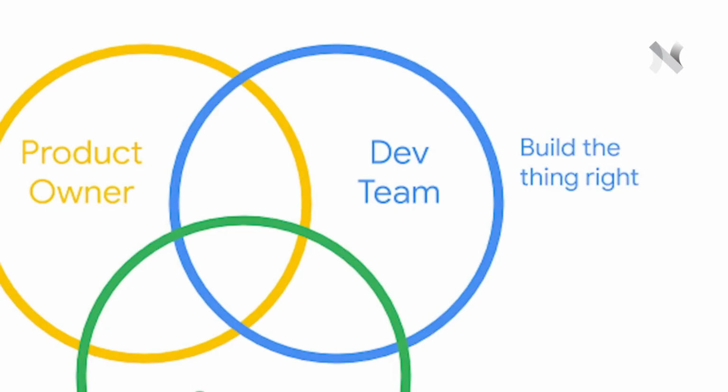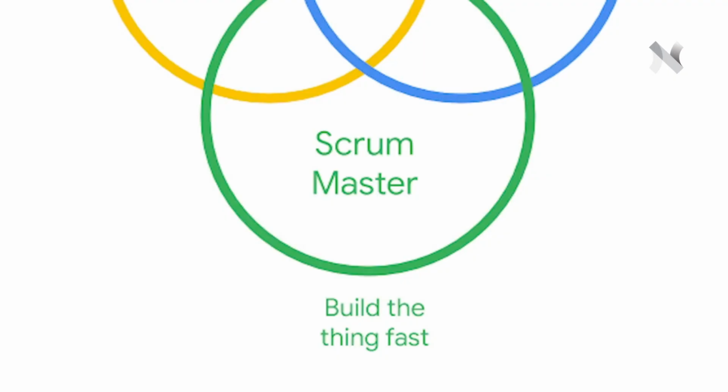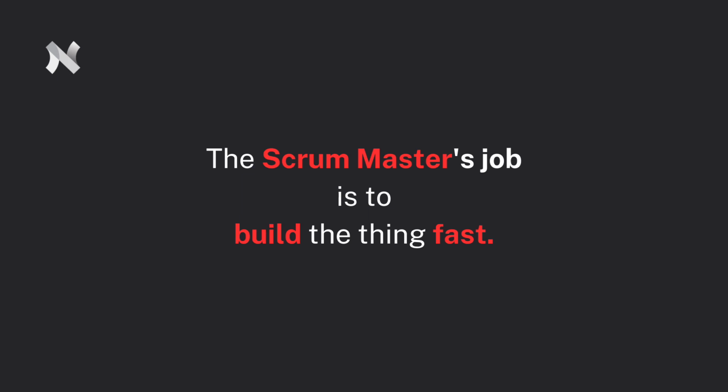The Development Team is responsible for how a team will deliver that product. The Development Team's job is to build the thing right. The Scrum Master is responsible for when a team will deliver value to its users. This role is roughly equivalent to the Project Manager role in traditional projects. The Scrum Master's job is to build the thing fast.